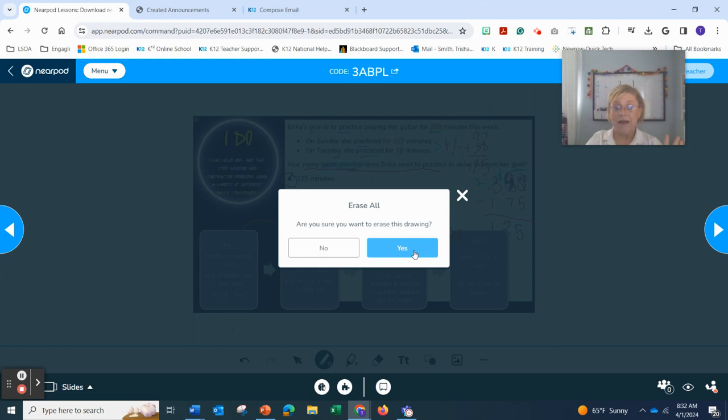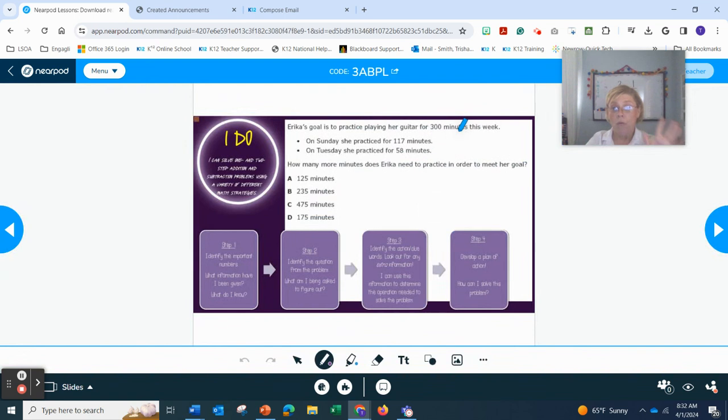Now, there is another strategy. So we have the 300. We added 117. We added these two together, the 117 and the 58, and then subtracted from the total. Now, that is one strategy, and that's the two-step method. That's how I would take it.